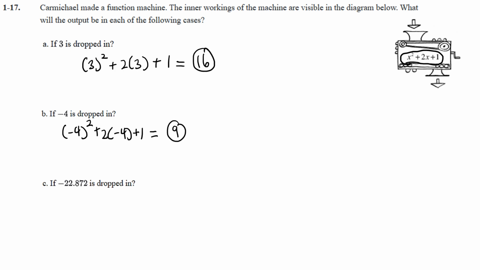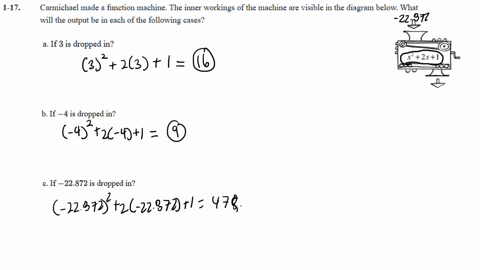Okay, and then now the last one, -22.872. So we're going to do that with the decimal points here. Same idea, just a lot bigger number, but it's okay because the calculator can handle it. So I'm going to go (-22.872) squared plus 2 times (-22.872) plus 1. And I get 478.384384.